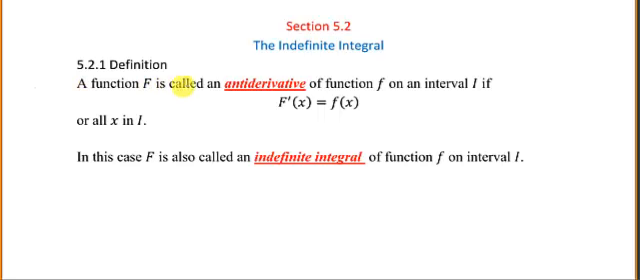A function capital F is called an antiderivative of function f on an interval I if the derivative of capital F is little f. So going from little f to capital F is an antiderivative, and going from capital F to little f is a derivative, for all x on the interval I.